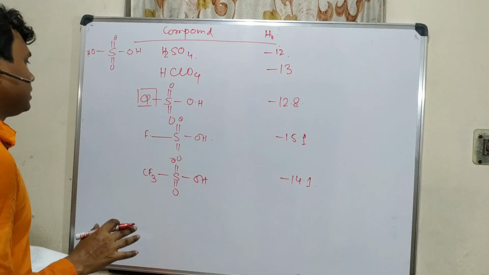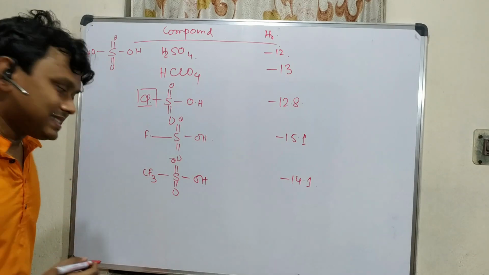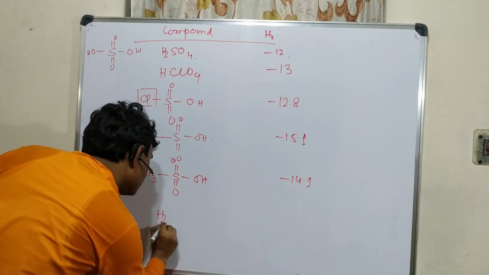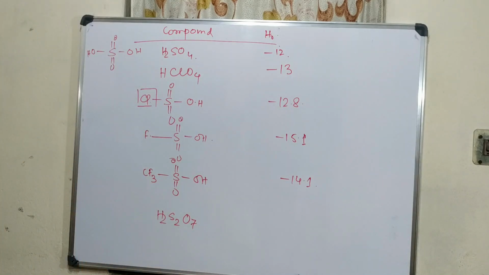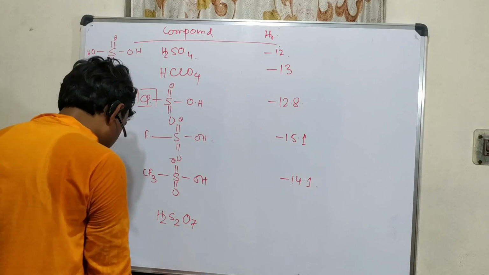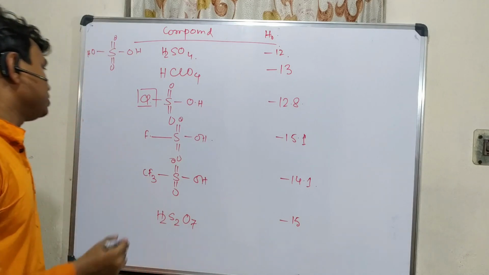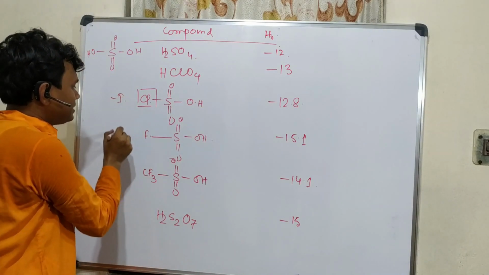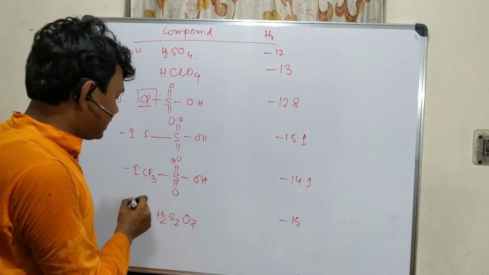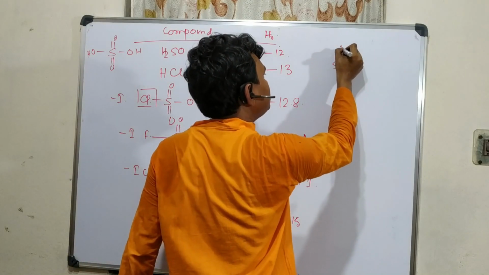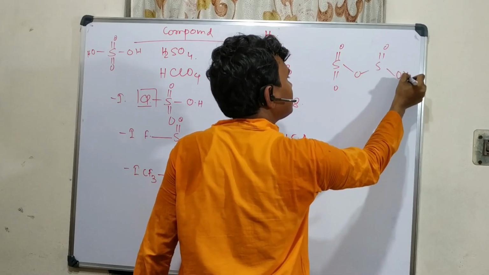Another thing I forgot to mention is disulfuric acid, H2S2O7. This disulfuric acid is stronger than sulfuric acid, and its H0 value is -15. Now you may have a question. Previously I explained this is due to -I, this is due to -I, this is also due to -I, but why this? For that you need to see the structure of disulfuric acid. It looks like this.